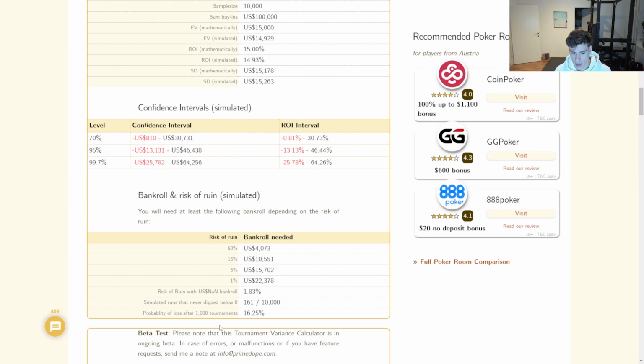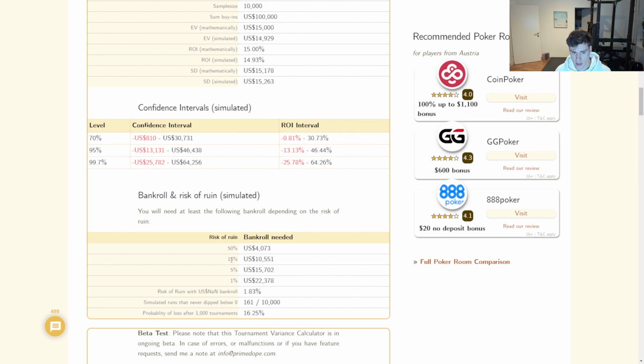Another very helpful metric to understand is the probability of loss over the given sample. For example, in this situation with our ROI in this field size, we are expected to lose 16.25% of the time over a 1000 tournament stretch. So you can, for example, use this also to align your expectations with reality over your summer in Vegas or the upcoming online series. Most importantly, though, are these numbers.